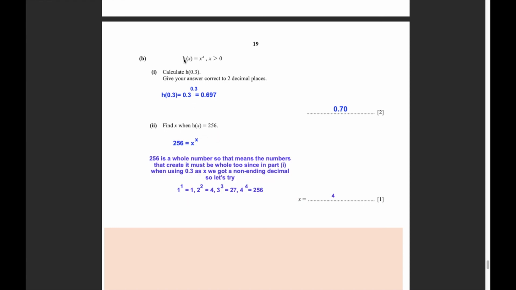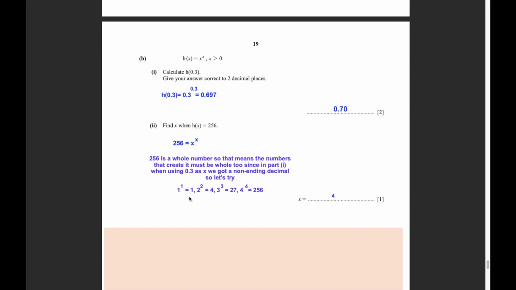So substitute that. So 256 is equal to x to the power of x. So what is x in this case? Now you notice that 256 is a whole number. So that means the numbers that create it must be whole too, since in part I, when using 0.3, we found out that x was like this non-ending decimal. So let's give it a try.